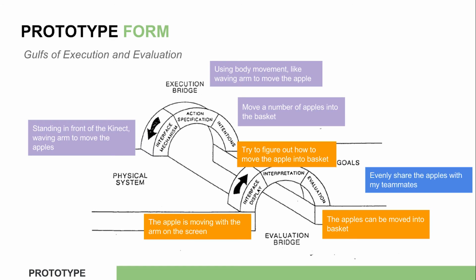The gulf of execution is the difference between the intentions of the users and what the system allows them to do, or how well the system supports those actions. The gulf of evaluation is the difficulty of accessing the state of our system and how well the artifact supports the recovery and interpretation of the state. Now, the execution and evaluation of stage 3 of our prototype.